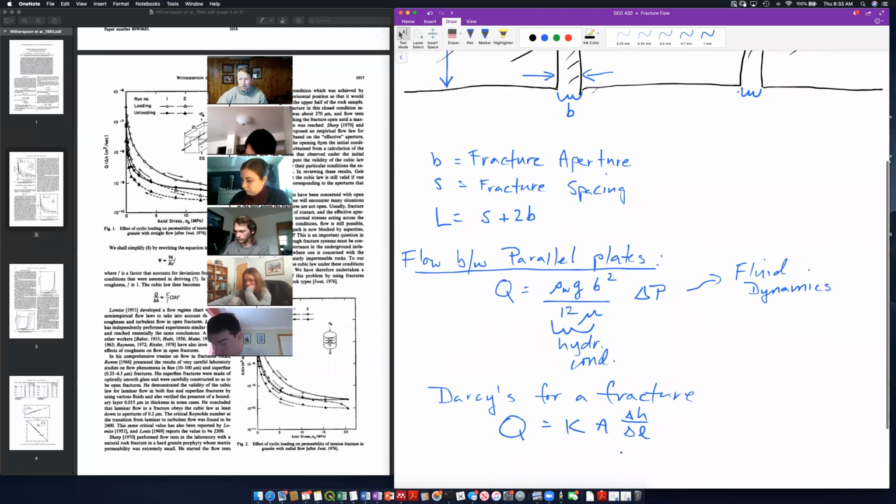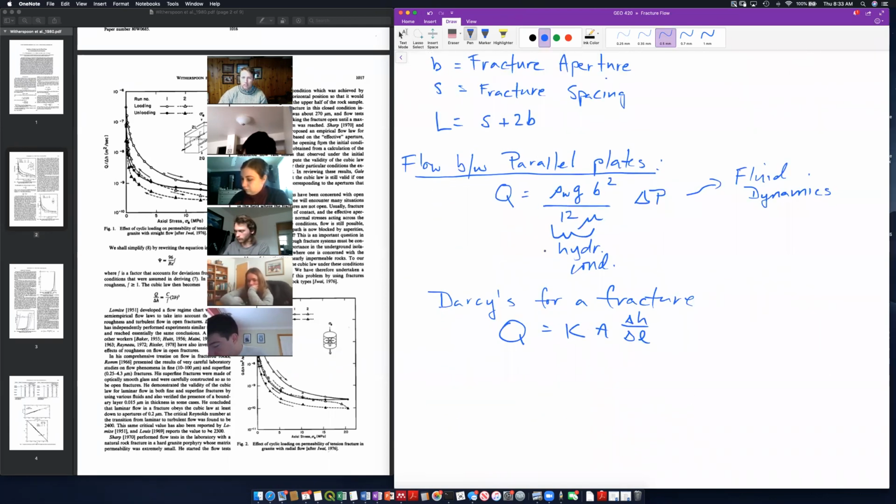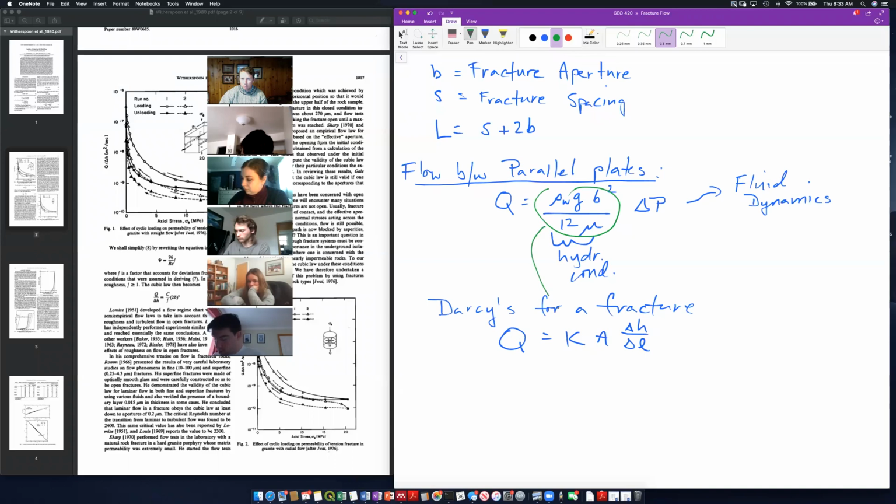And let's insert this for K. So we'll take this and put it in here, and then we'll think about what the area for a fracture is. So Q is equal to rho water g B squared over 12 mu.